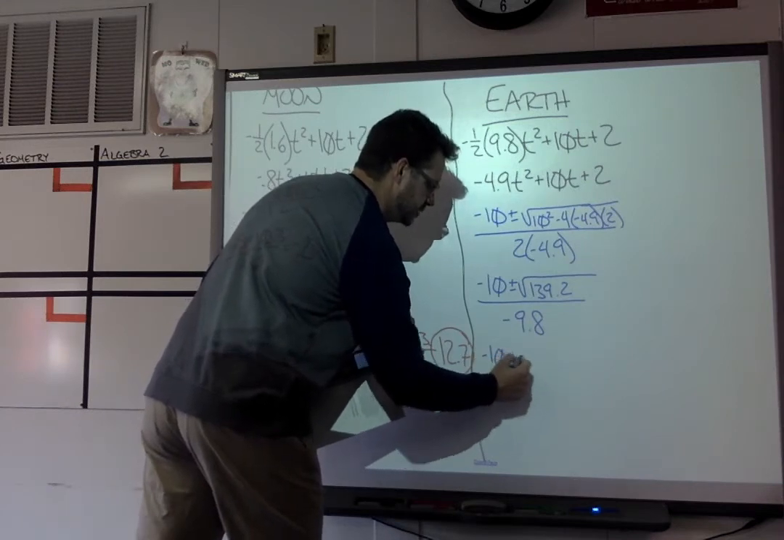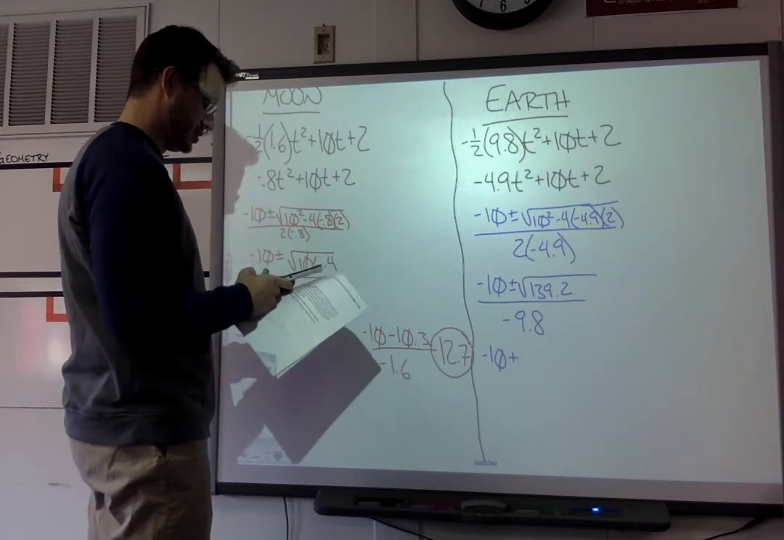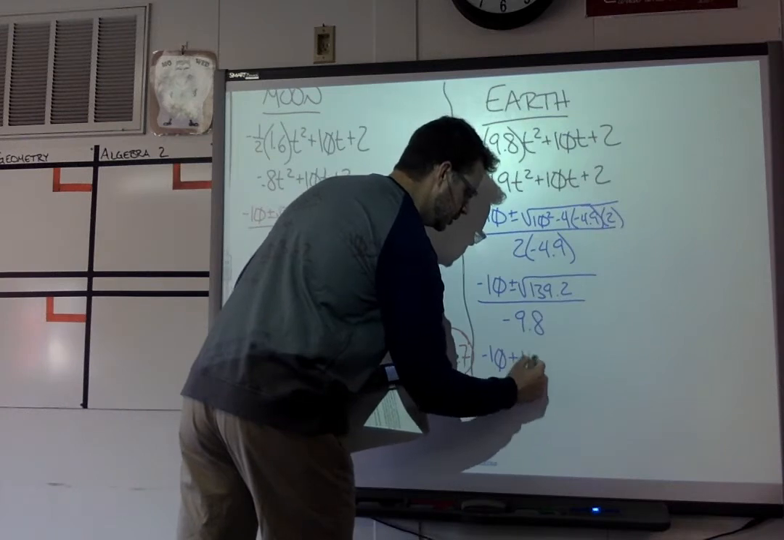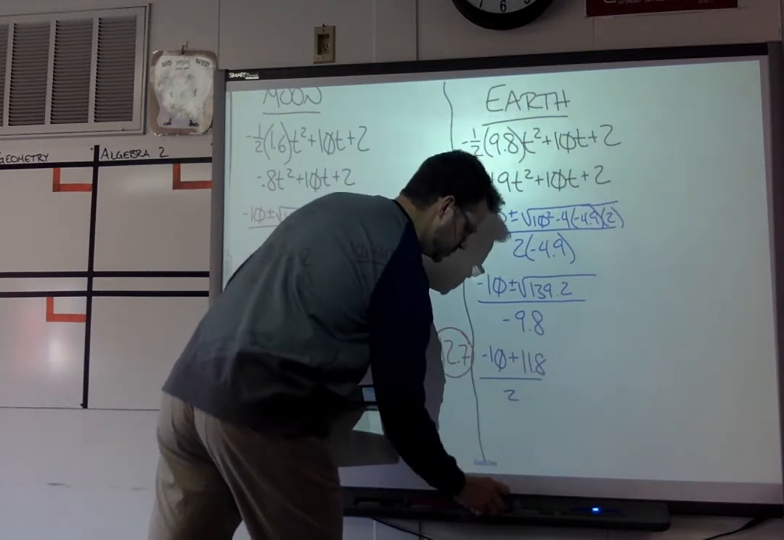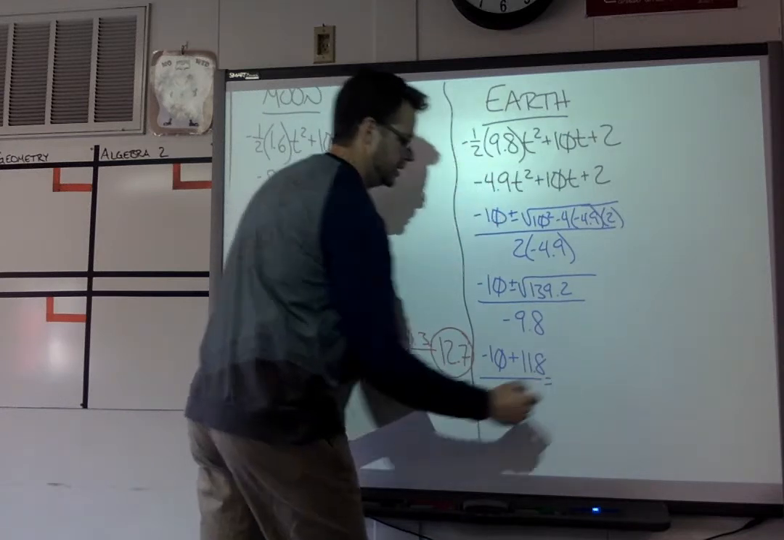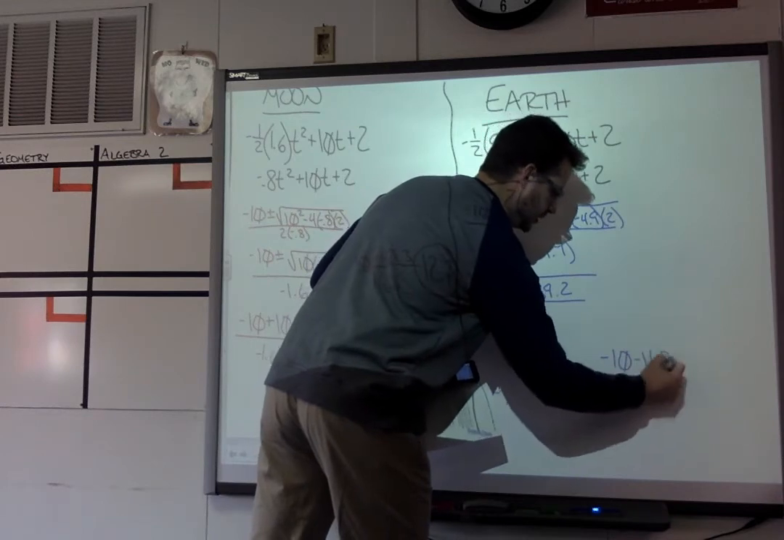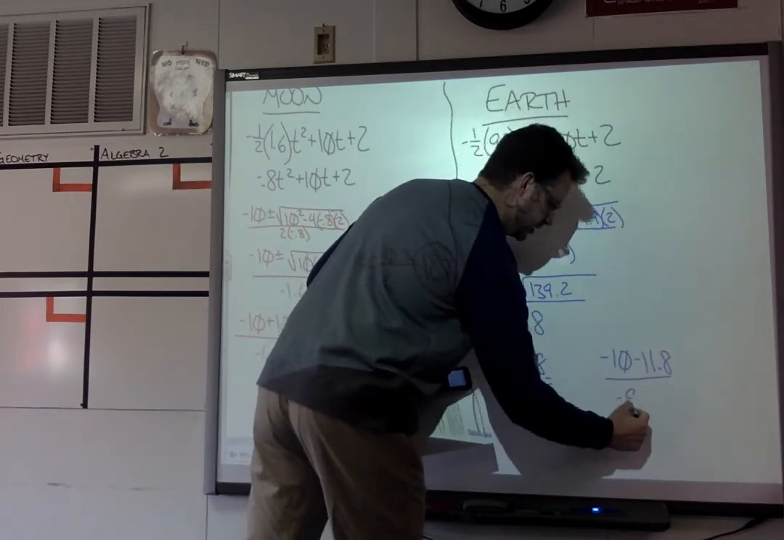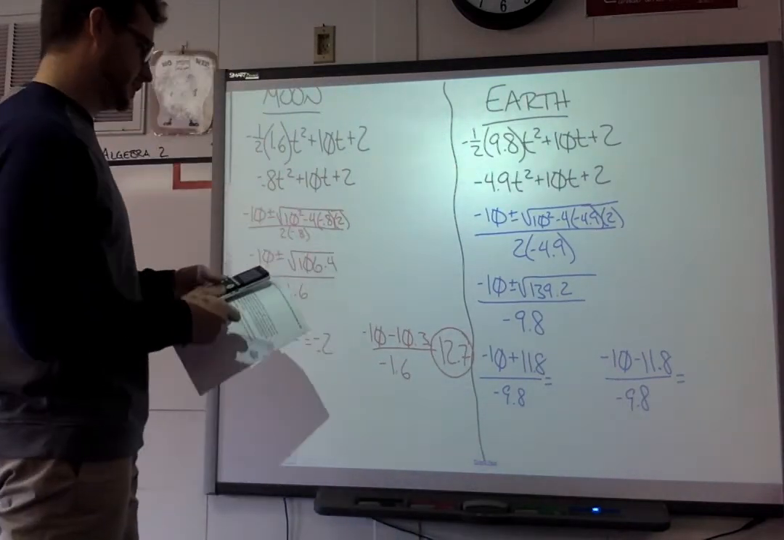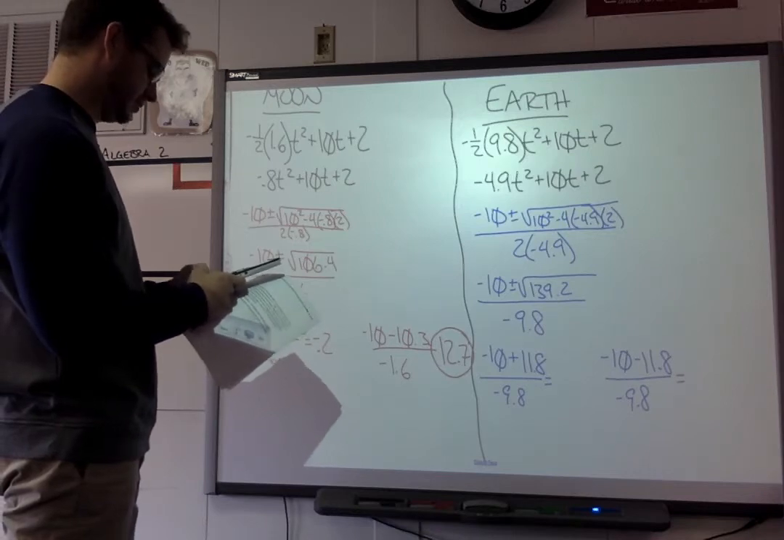So negative 10 plus the square root of 139.2, which would be 11.8. Whoops, not over 2. Over negative 9.8. And then negative 10 minus 11.8 over negative 9.8 would be, let's see, negative 10 plus 11.8.